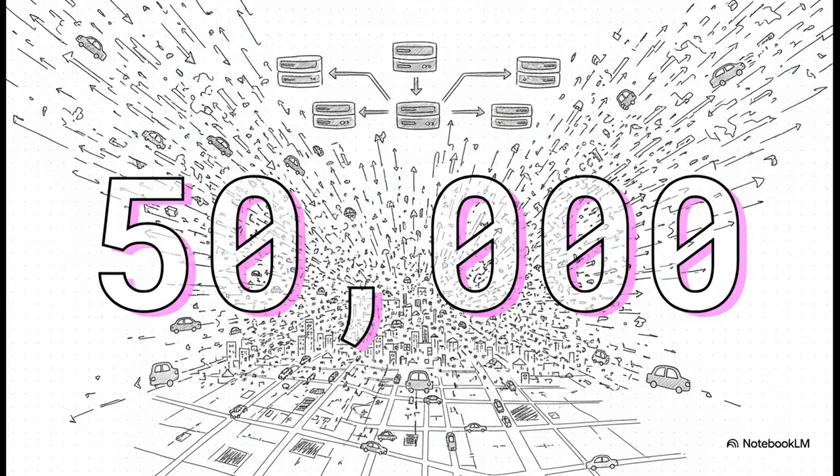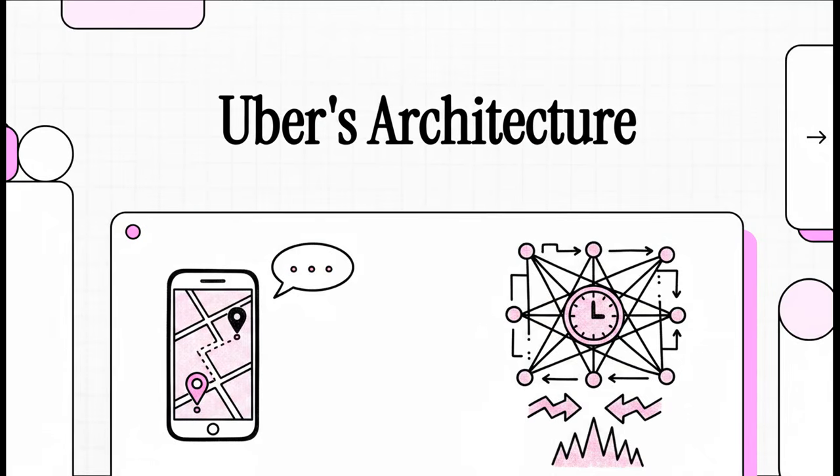You know when you open your app and you're watching those cute little cars crawling along the digital map? You're not just looking at some simple animation. You are actually peering directly into one of the most complex, lightning-fast distributed systems that human beings have ever built. Okay, let's dive into this.